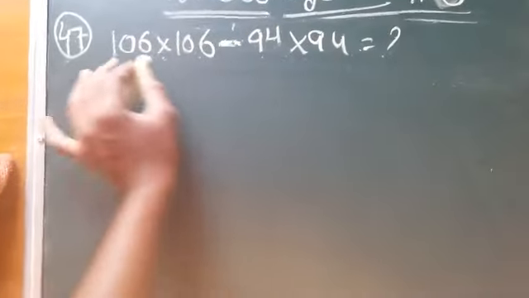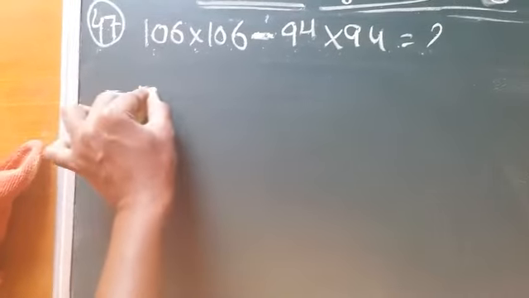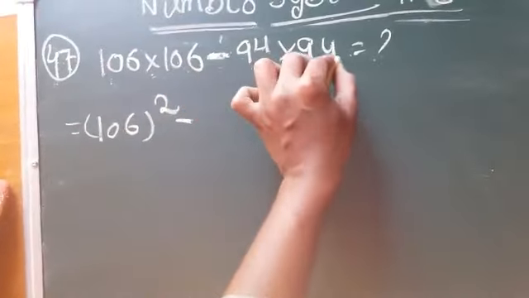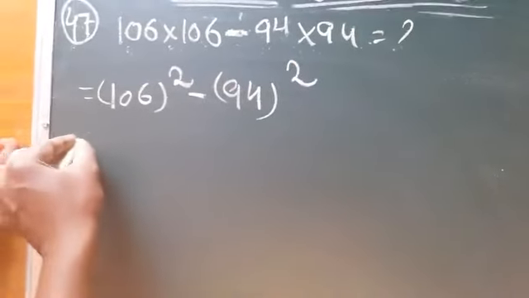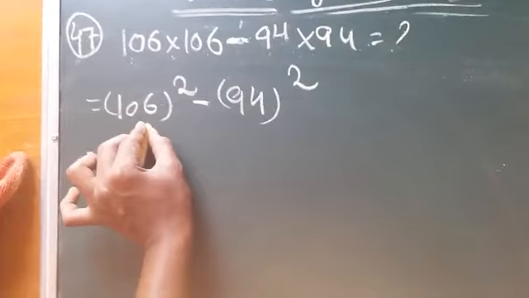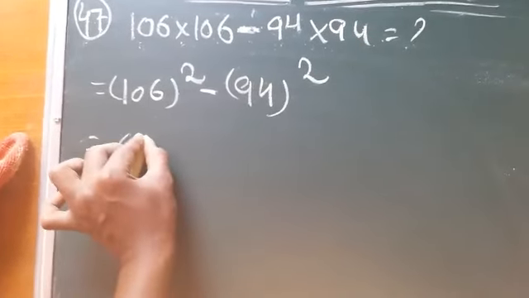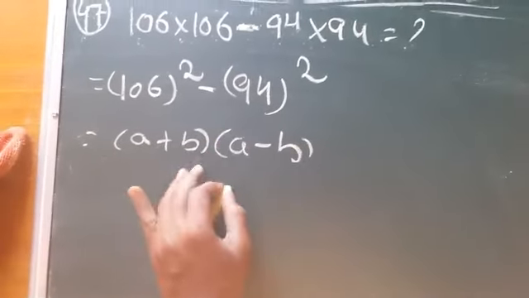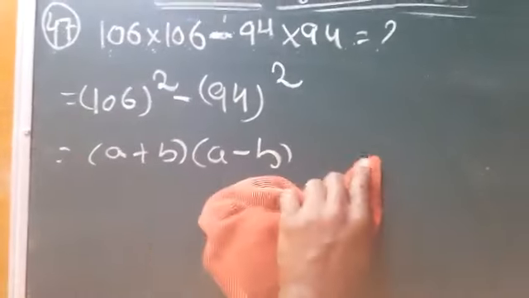See the question. The question is in the form of a square minus b square. That means 106 into 106 can be written as 106 whole square and 94 into 94 can be written as 94 whole square. And again observe here, this is in the form of a square minus b square. You know the formula, a square minus b square equal to a plus b into a minus b. If you substitute in this formula, it will become complicated again, right? So don't apply this formula.